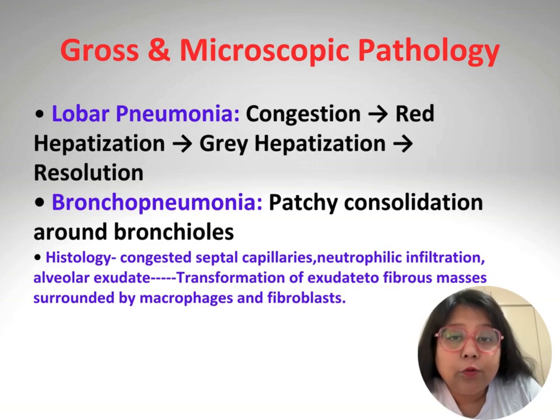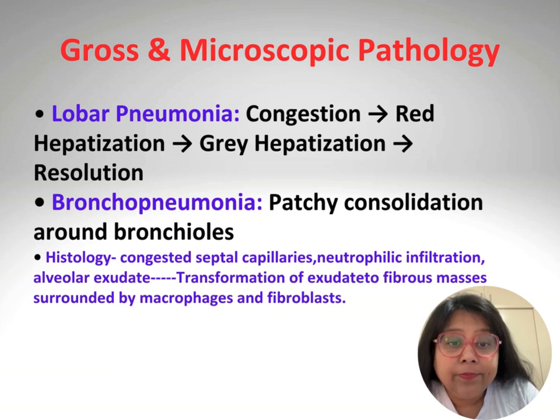When a large portion of a lobe of the lung is involved or the complete lobe is involved, then it is known as lobar pneumonia. When there is patchy consolidation along bronchioles, then it is known as bronchopneumonia. There are four stages of lobar pneumonia: congestion, red hepatization, gray hepatization, and resolution. I'll be showing you these stages in further slides.